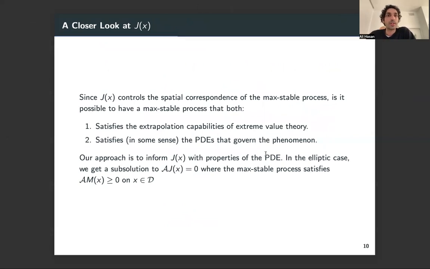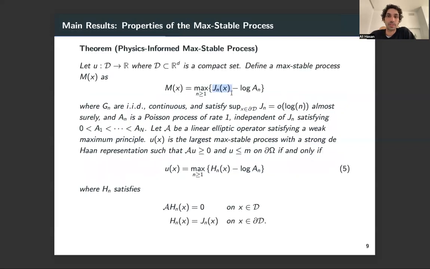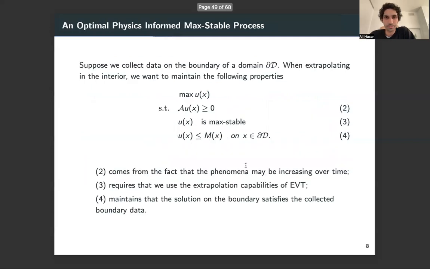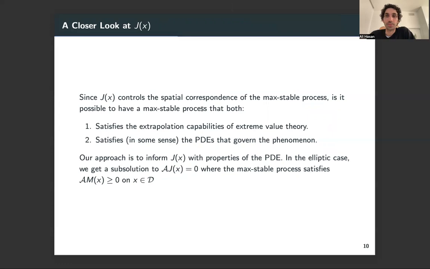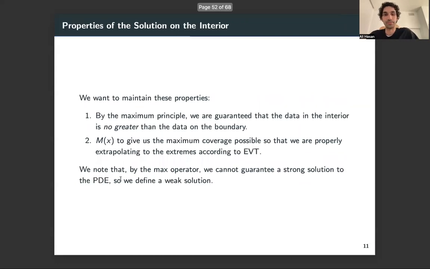And to give an idea of why this makes sense, we have a closer look at what this Jn is right here. In the full case, we also call it the H function. This controls the spatial dependency of the max stable process. So we want this to both satisfy the extrapolation properties and, in some sense, satisfy the PDEs that govern the data. This is easily achieved by doing this A of j equals 0, while also, after taking the max, we get something that looks like a subsolution of the PDE.